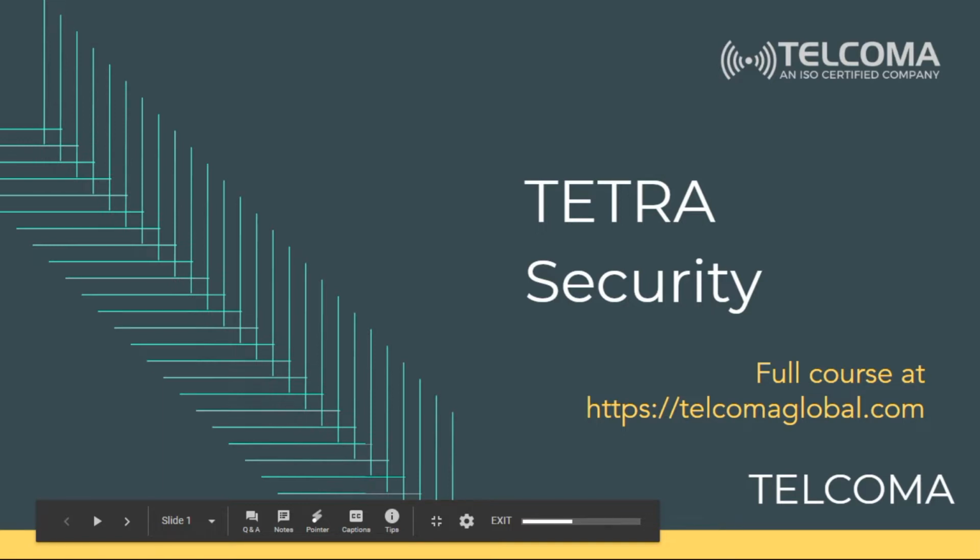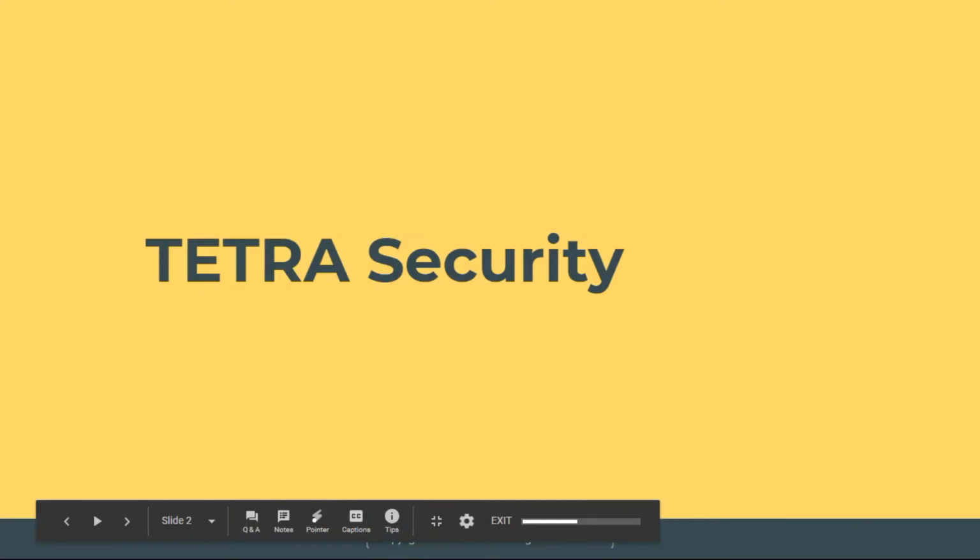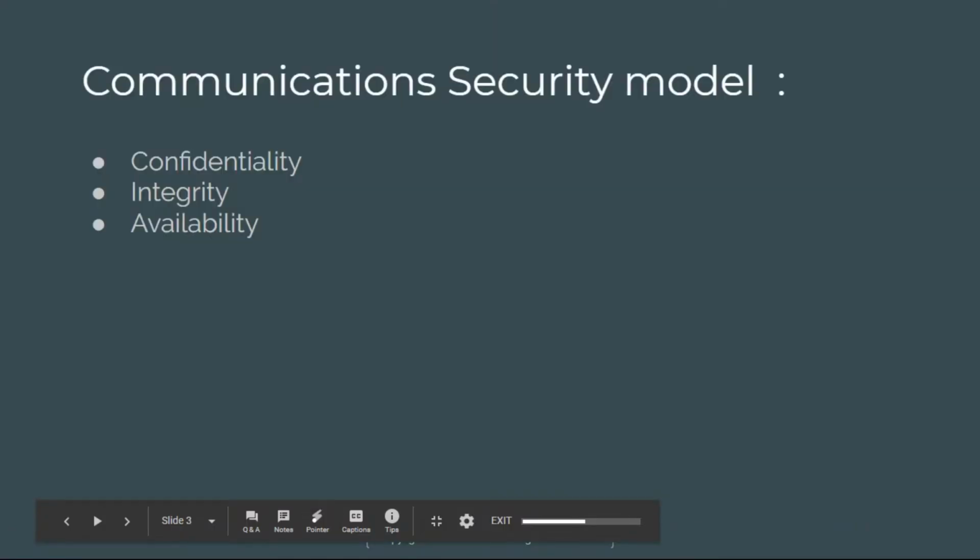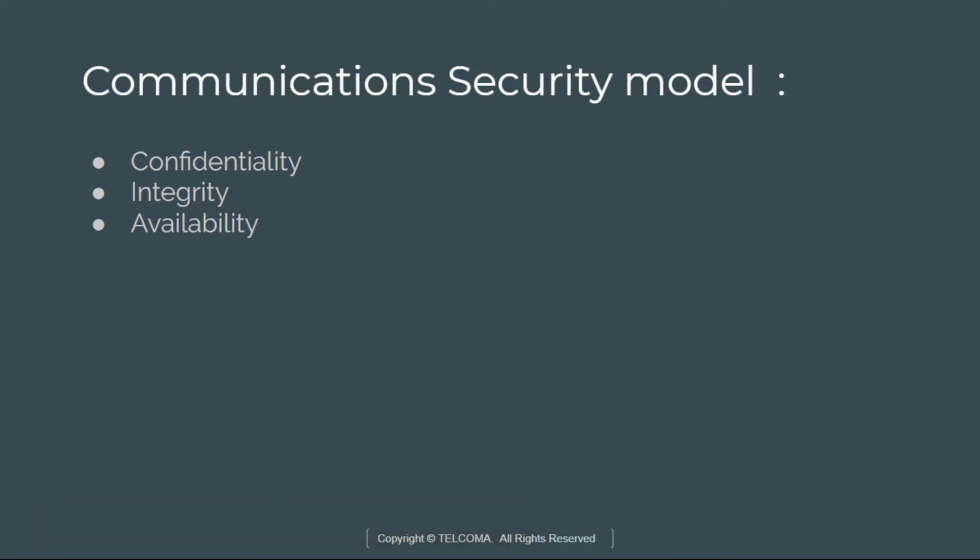So let's start with the security objectives for the TETRA networks. It has a communication security model which focuses on confidentiality, integrity and availability. All the security objectives are required to be met for systems in general, and for systems where the initial link is by radio in particular, where such systems are provisioned for commercial purposes.